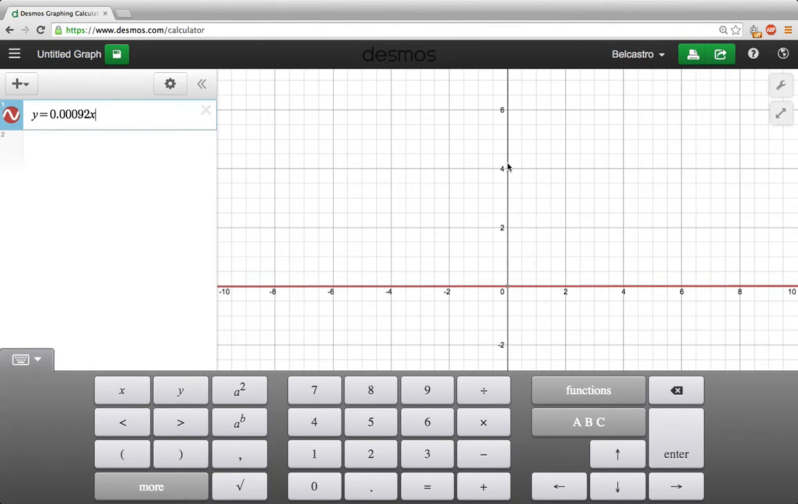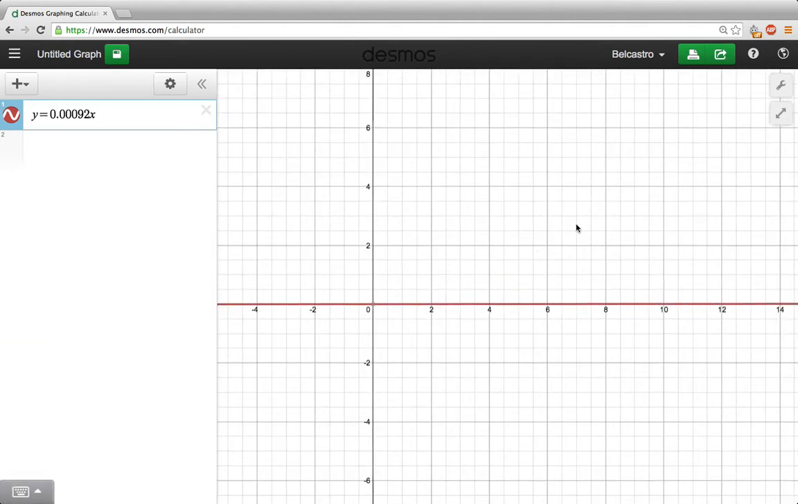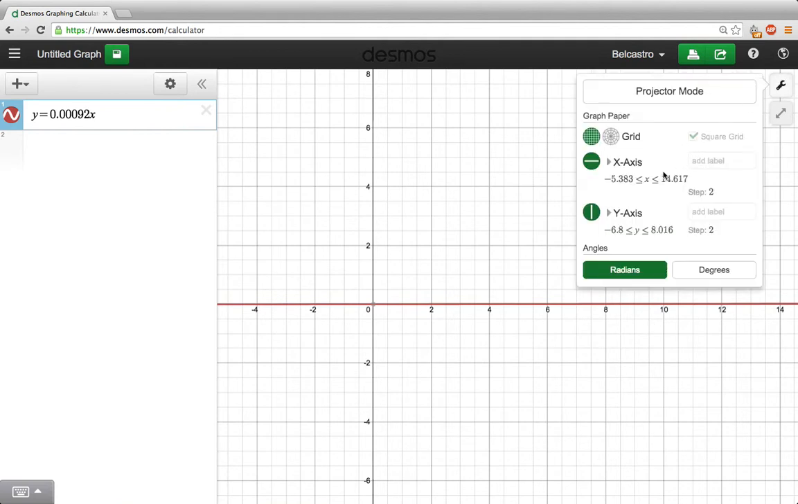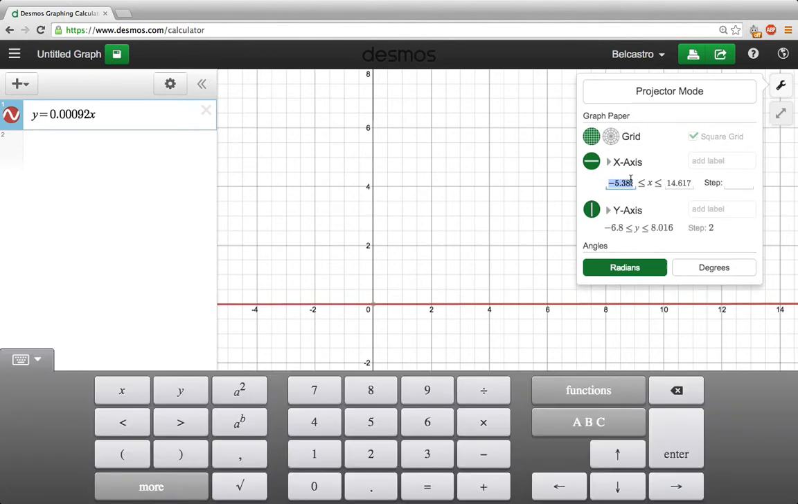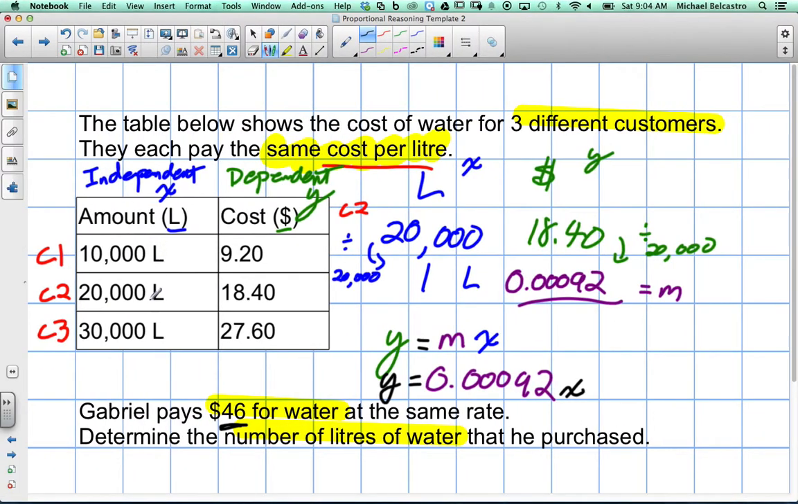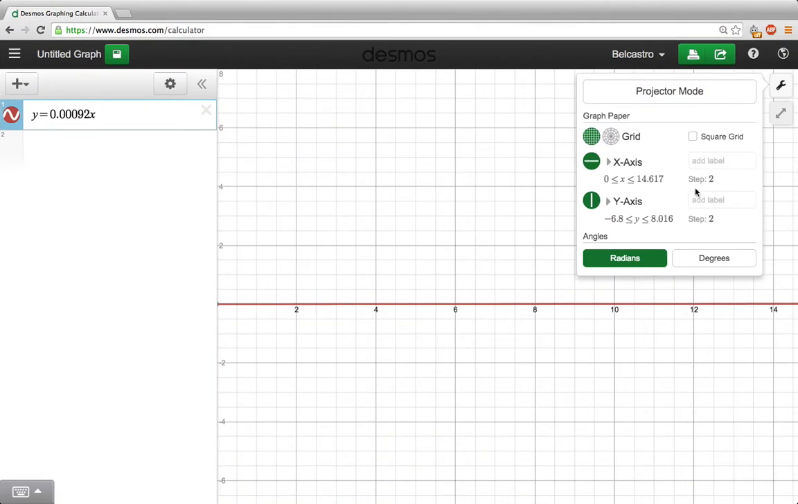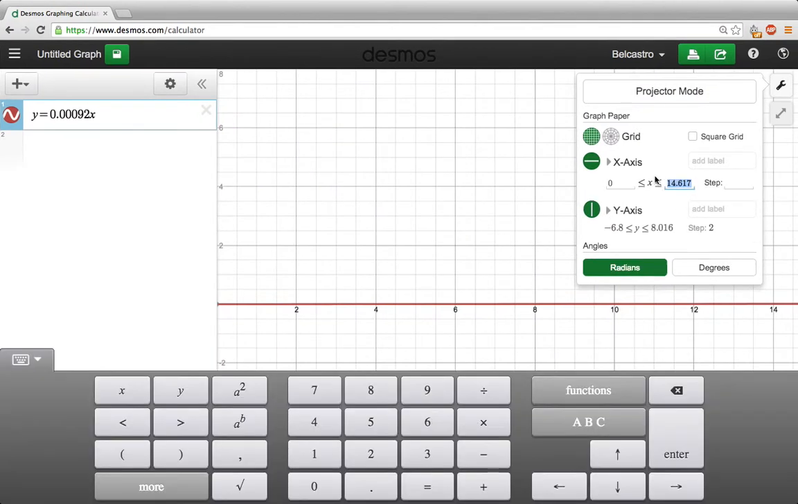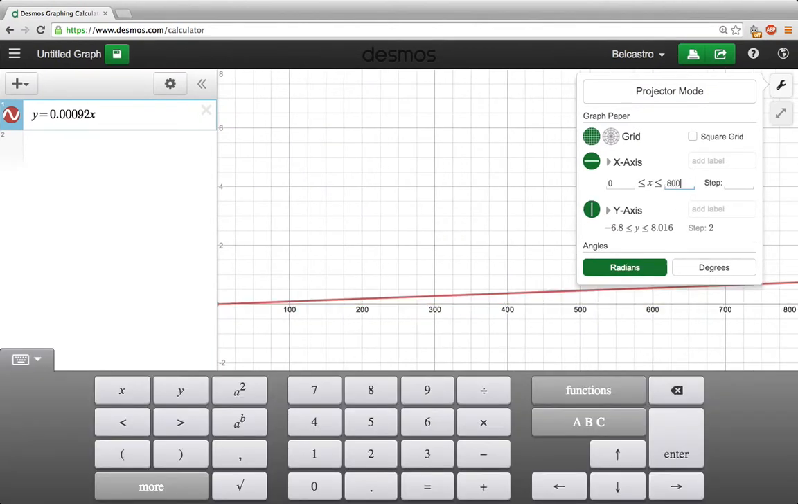Okay, so here's my software, and I plugged in my equation, y equals 0.00092 times x. And we have a very straight line, and it's hard to see. We need to set up our graph scale. Okay, so I'm going to affect the scale of the graph. Remember, the x-axis is representing our liters. So we know our liters go from 0, and the values we were using, if we go back, were 10,000, 20, 30. We don't really know how high they're going to go. And so we're going to make it relatively large, maybe even up to 80,000.